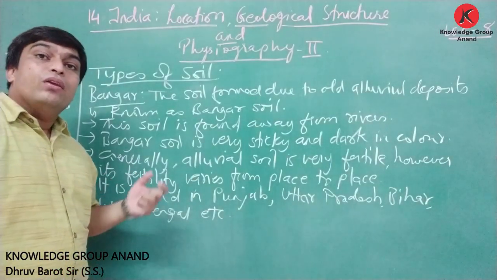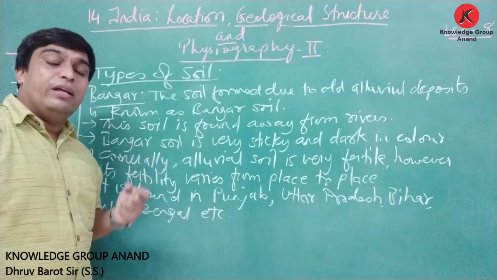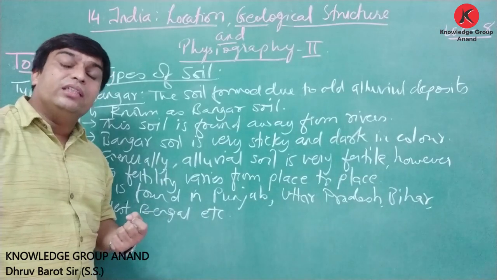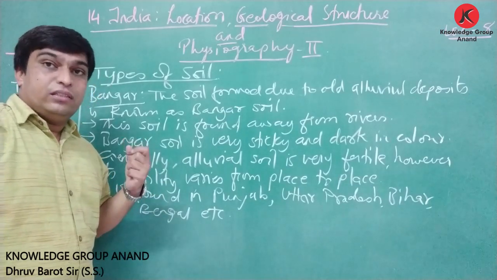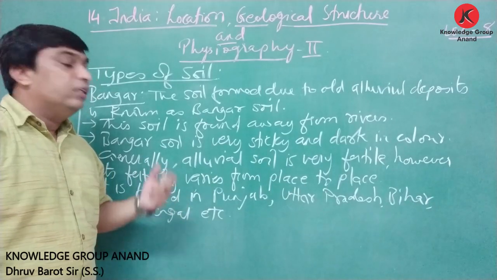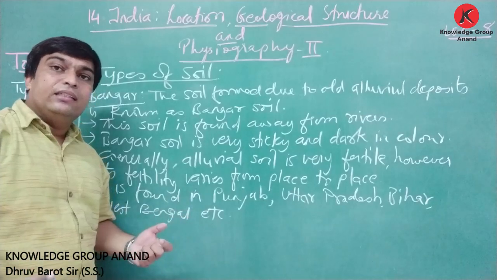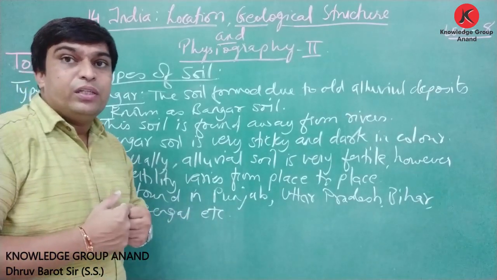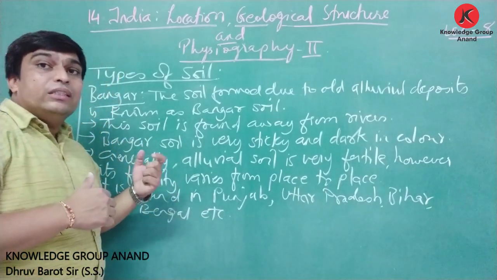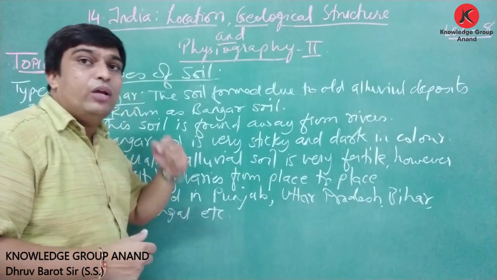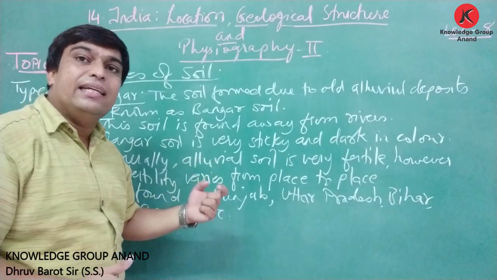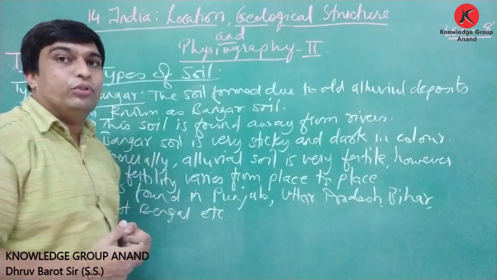So friends, here you might have understood about the alluvial soil. Alluvial soil is of two parts, Khadar soil and Bangar soil. The newer alluvial depositions brought by the river are known as Khadar, and the old alluvial depositions brought by the river are known as Bangar. Khadar is found near the rivers, while Bangar is found away from the river. Khadar soil is a little bit sandy, while Bangar soil is very sticky and dark in color, as it is formed due to the old alluvial deposits.